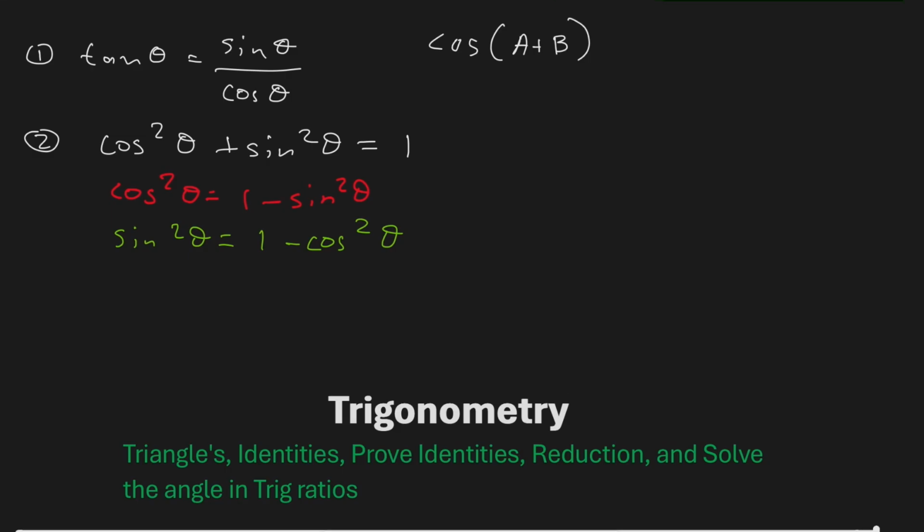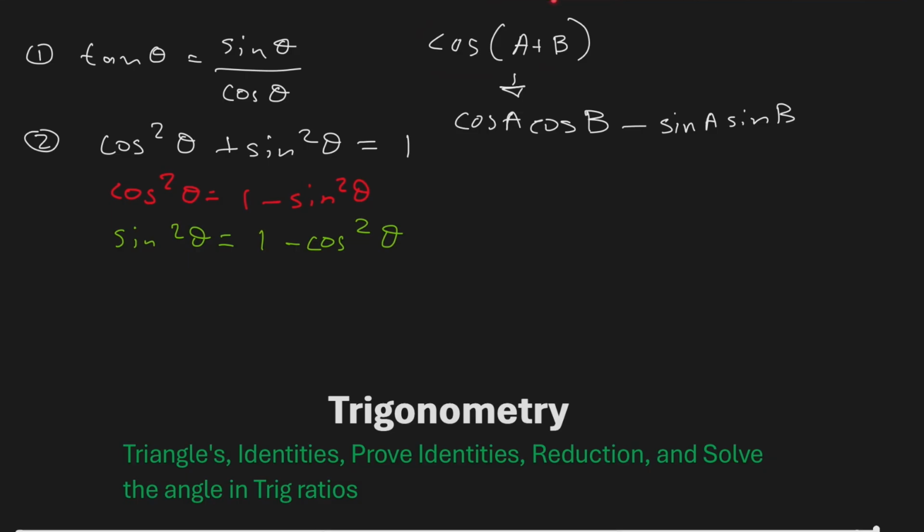For the identity of a compound angle, if we have cos, we write it as cos of the first angle and cos of the second angle, but we have to change the sign in between the angles. If it was positive, it will become negative. If it was negative, it will become positive. And then we write sine of A and sine of B. That is what we call the compound angle of cos.